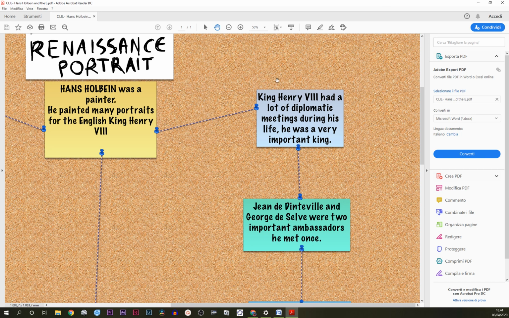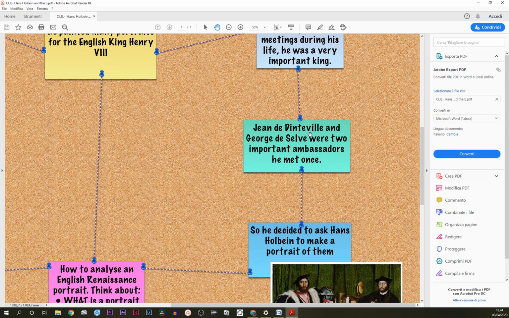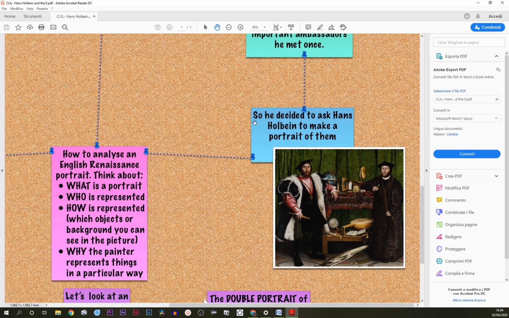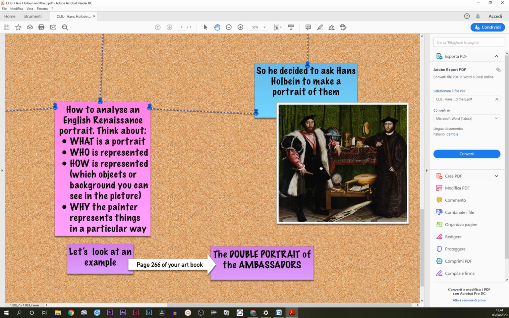Then, King Henry VIII had a lot of diplomatic meetings during his life. He was a very important king. Jean de Denville and George de Selve were 2 important ambassadors he met once. So he decided to ask Hans Holbein to make a portrait of them. So this is the portrait of the 2 ambassadors. This portrait is really famous.